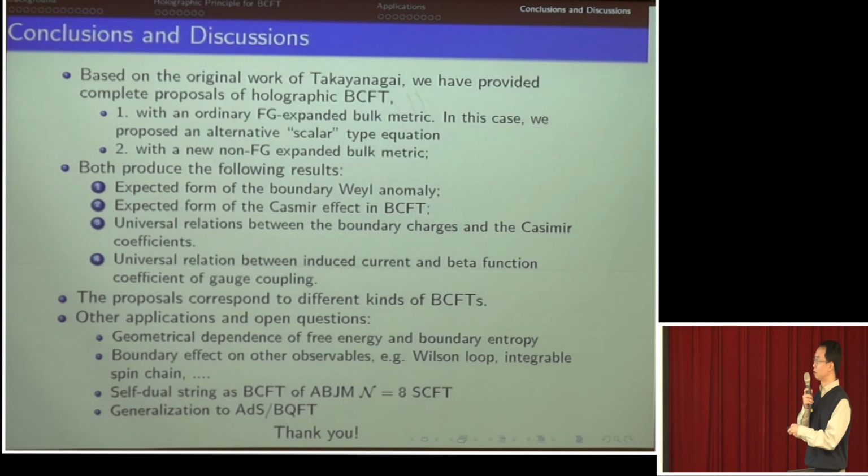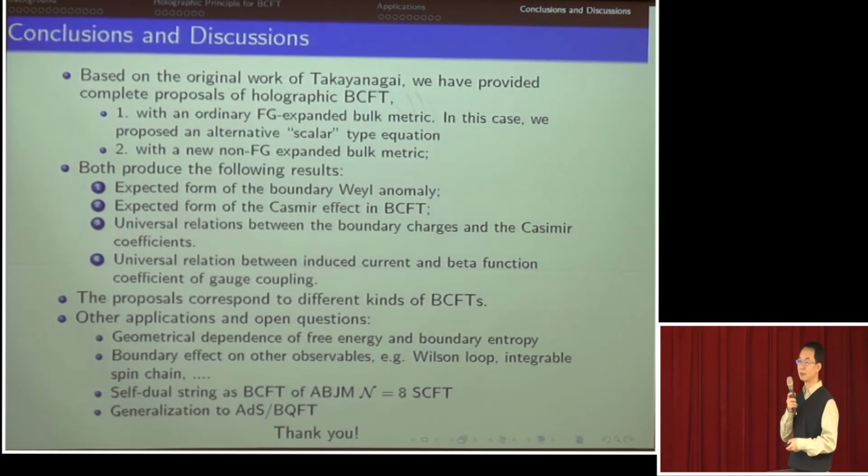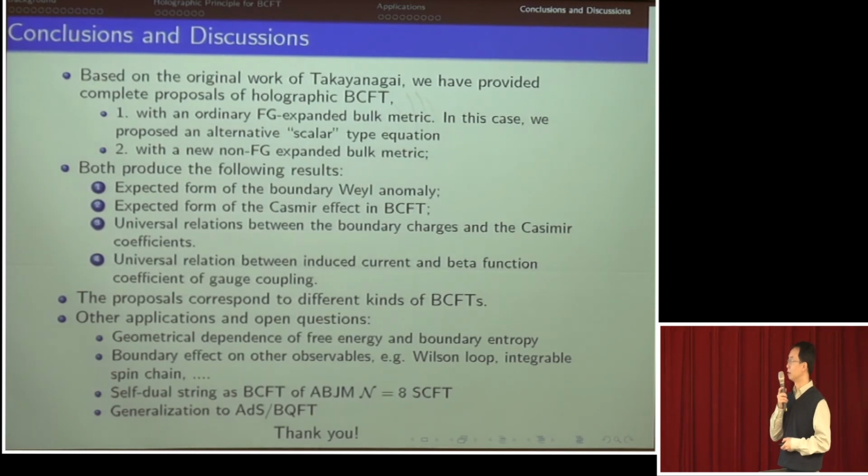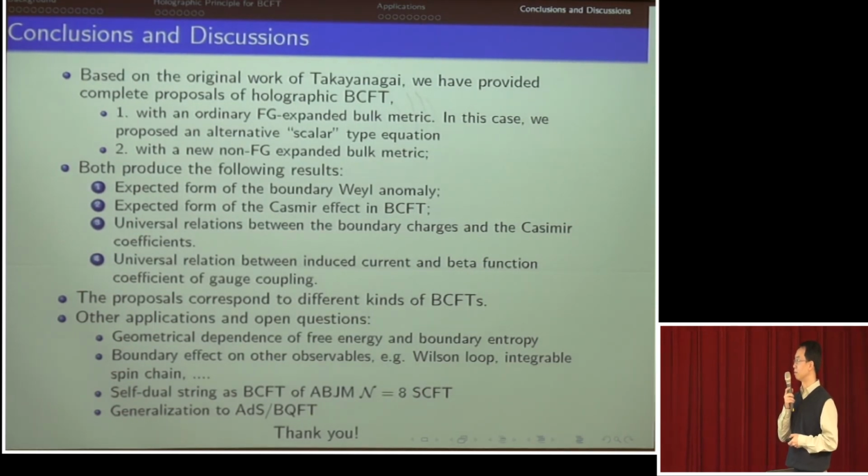Both of them give you the universal relation between central charge and Casimir coefficient, and we have applied this to study a new relation for current, which is potentially measurable in experiment. So the proposal can also be applied to other systems. For example, we can look at other questions also.